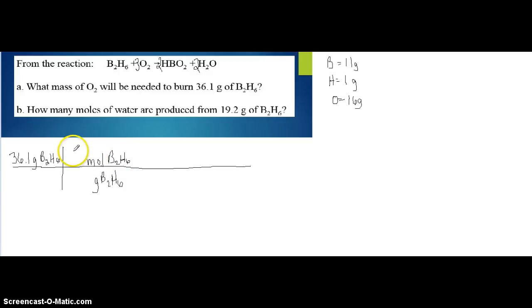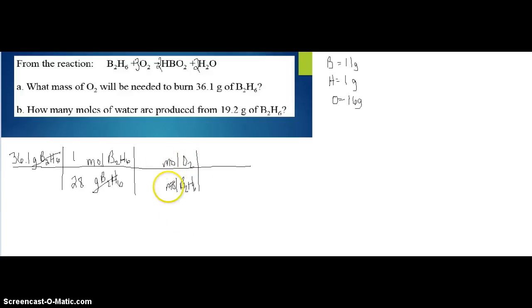In every 1 mole, there are 28 grams. And I just calculated that using my periodic table. I've got 11 plus 11, which is 22 for the borons, plus 6 hydrogens, so that gives me 28. Now the grams are gone and I'm left with moles. This next step then I can go from moles to moles and I can change substances: B2H6 to moles of oxygen.